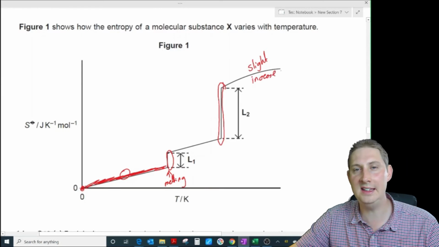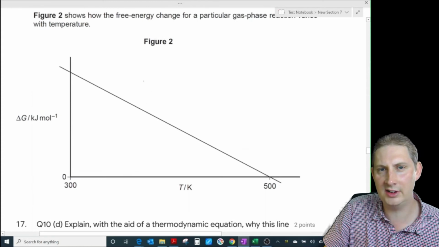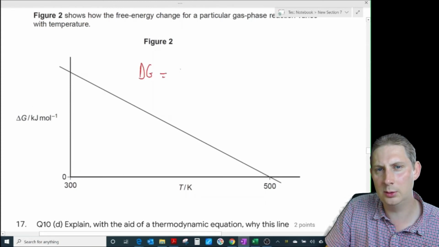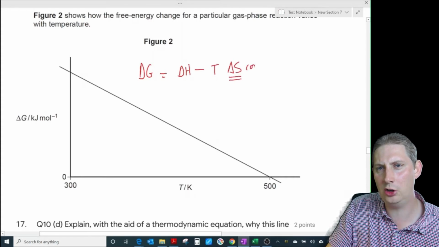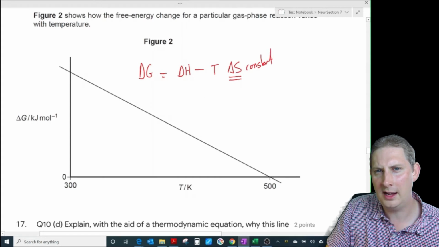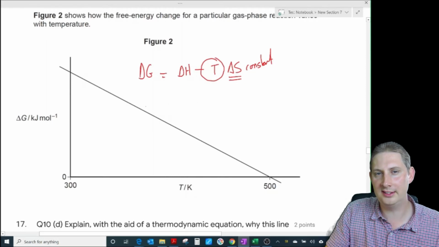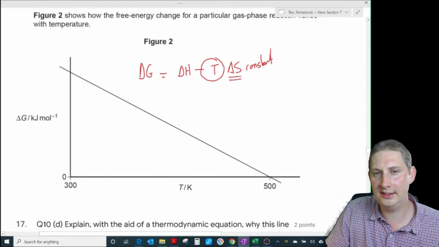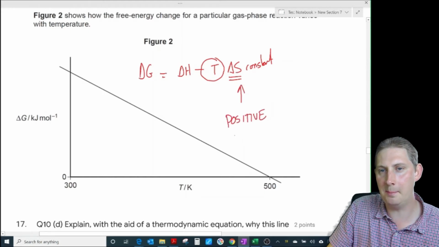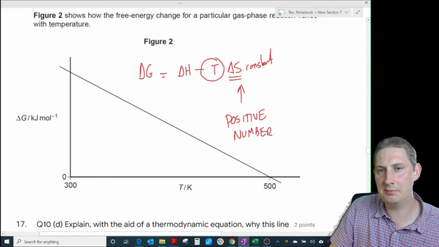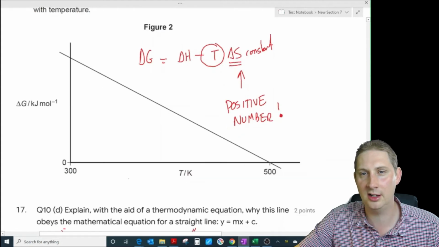But that is not the reason that delta G is decreasing, okay? The reason that delta G is decreasing is because delta G equals delta H minus T delta S. So even if that is constant, as the temperature goes up, then this line comes down. And all you had to say was that this must be a positive number. Provided that's a positive number, as the temperature goes up, the line will follow a straight line down, okay?